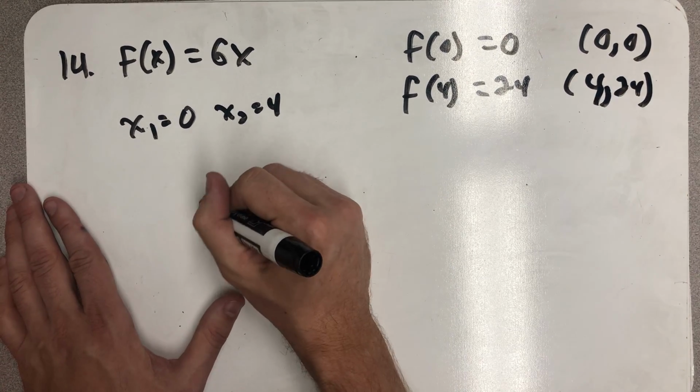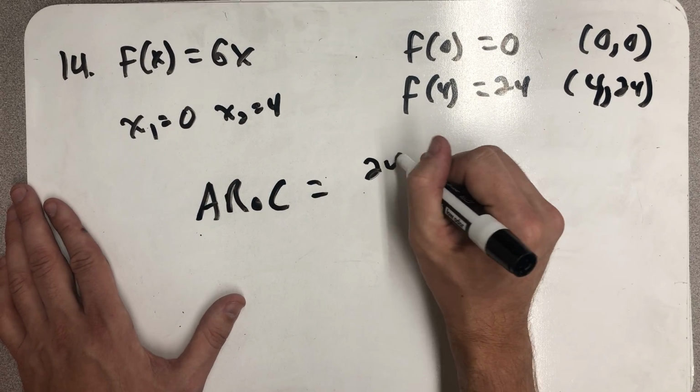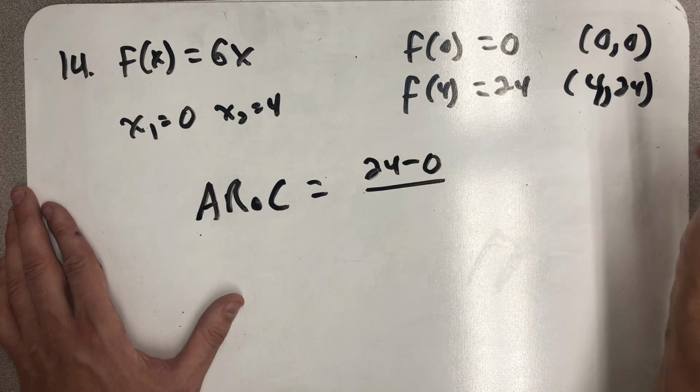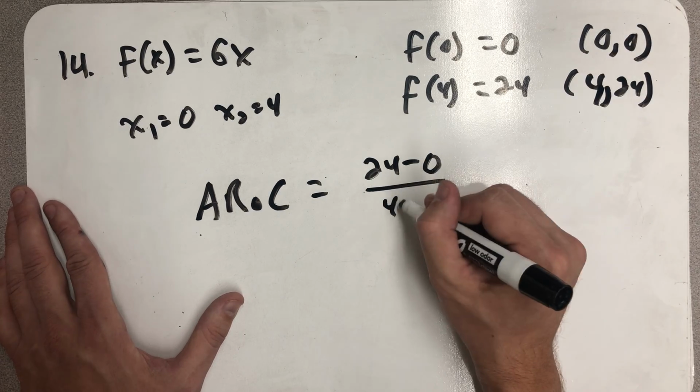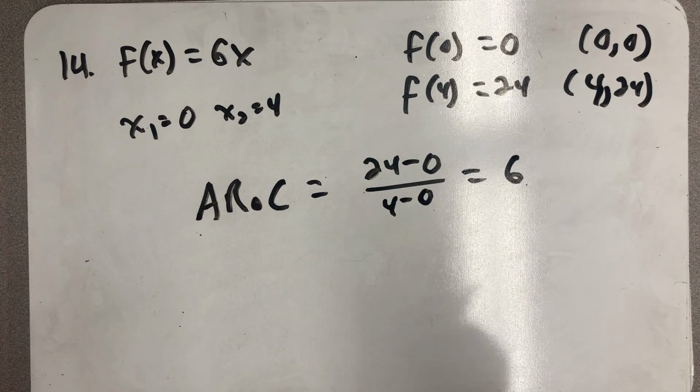We just find a slope. The average rate of change is 24 minus 0 over 4 minus 0. Well, that's 24 over 4, which is 6. The average rate of change is 6.